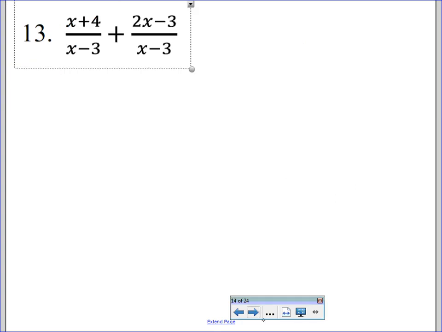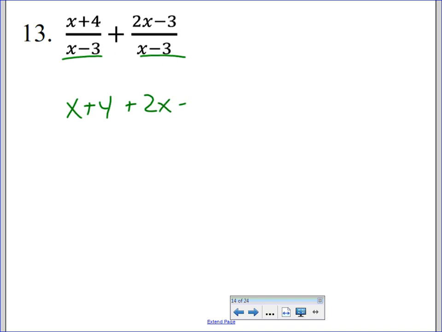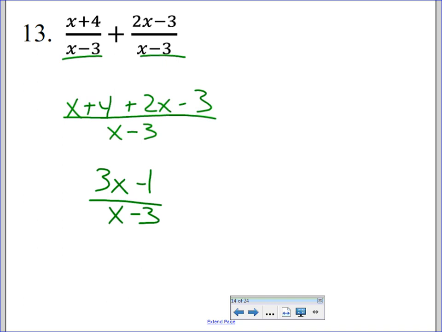All right, so here now we're adding fractions. Remember, to add fractions, the denominators must be the same, which in this case they are. So all we are going to do is add across the top. So this is going to be x plus 4 plus 2x minus 3 all over x minus 3. And I will get 3x minus 1 over x minus 3.